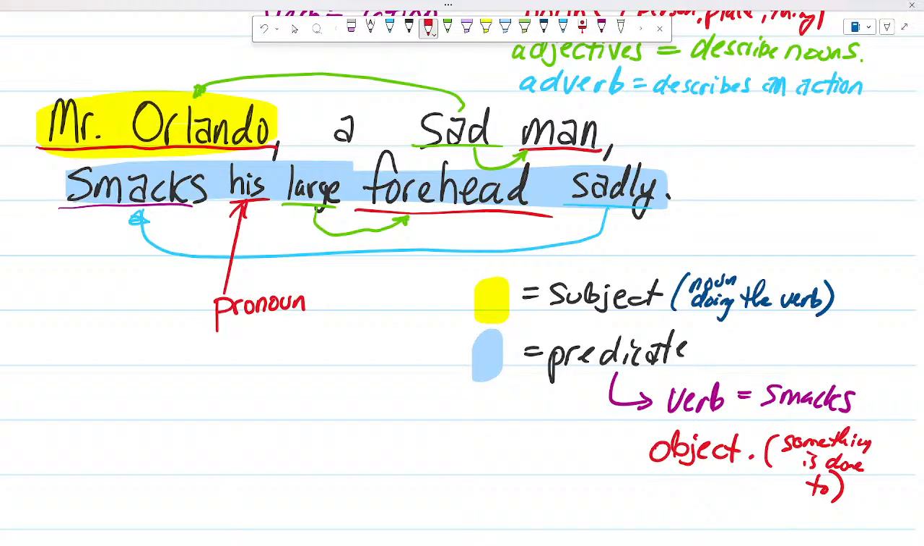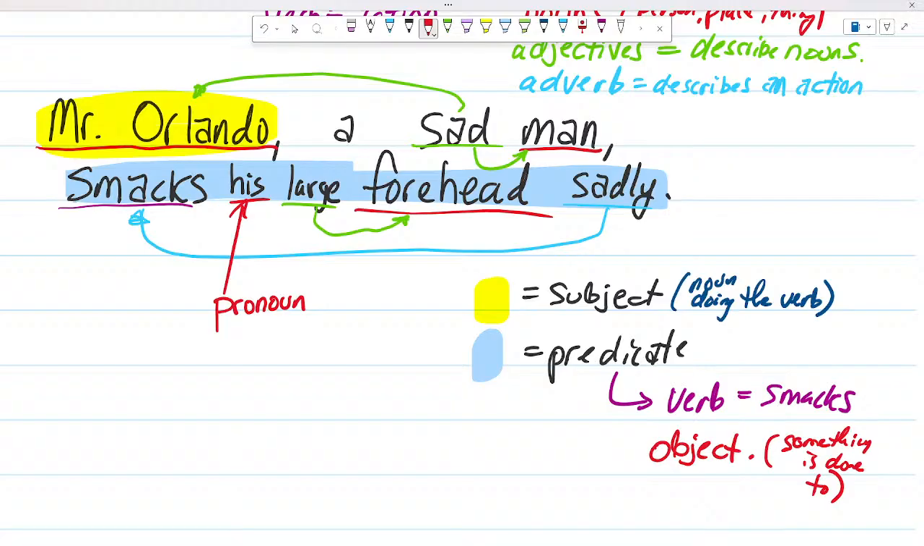But Mr. Orlando, a sad man, sadly smacks his large forehead. You can put it either place. Fun thing about an adverb, you can sometimes put an adverb in front of the verb, or you can put it after the object or after the verb. So you could say, Mr. Orlando, a sad man, smacks sadly his large forehead. Doesn't really work, but sadly smacks his large forehead works. And smacks his large forehead sadly works. That's a question of preference. It's a question of taste.